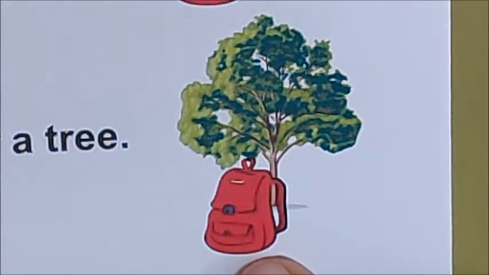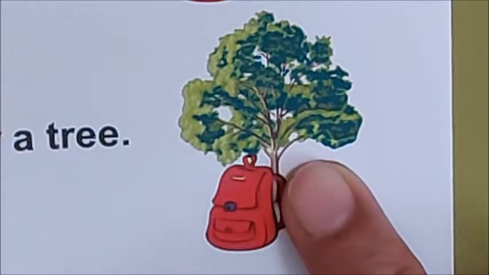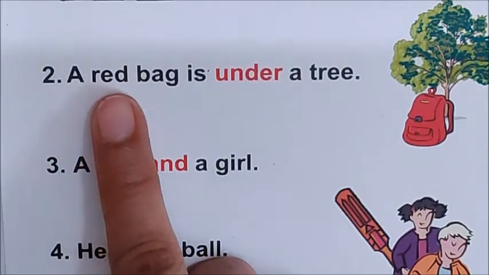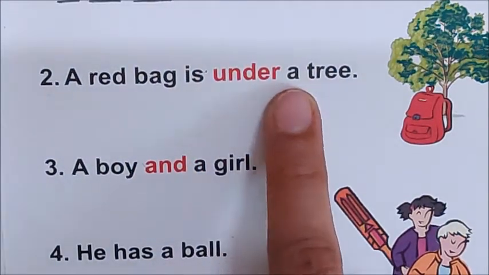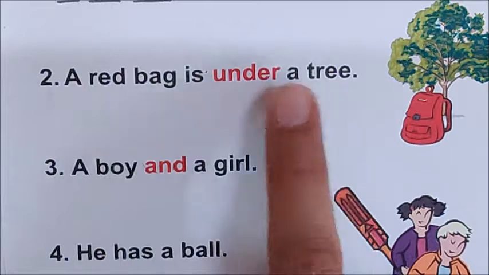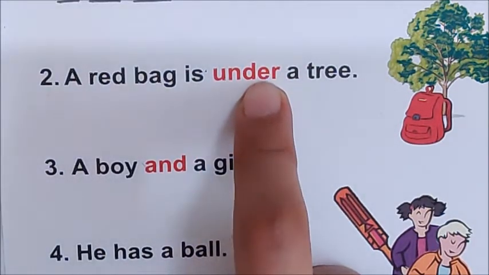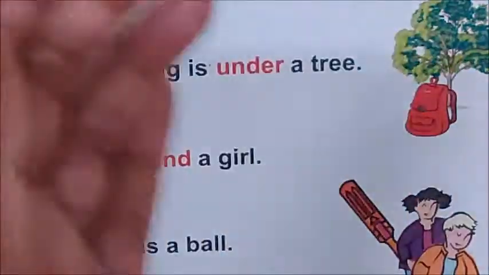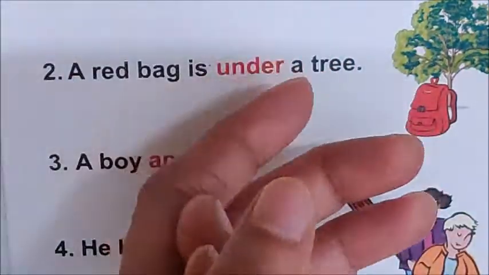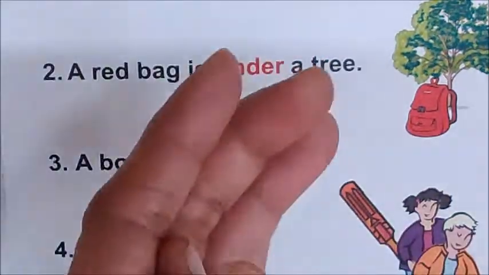A red bag is under a tree. Now let us read the sentence. A red bag is under a tree. Under, this is the new sight word which we have done. So let's clap and revise this word one more time. U-N-D-E-R, under. U-N-D-E-R, under.